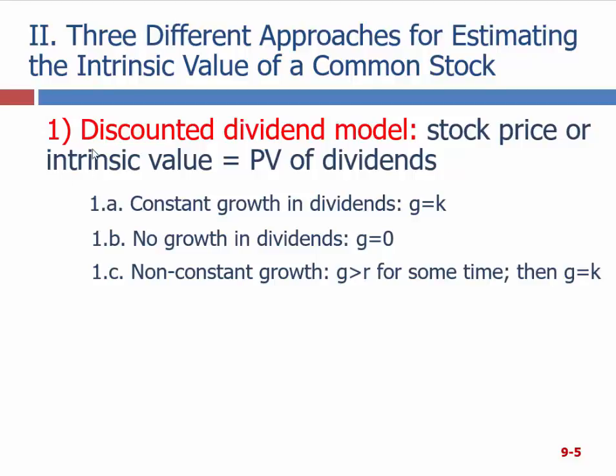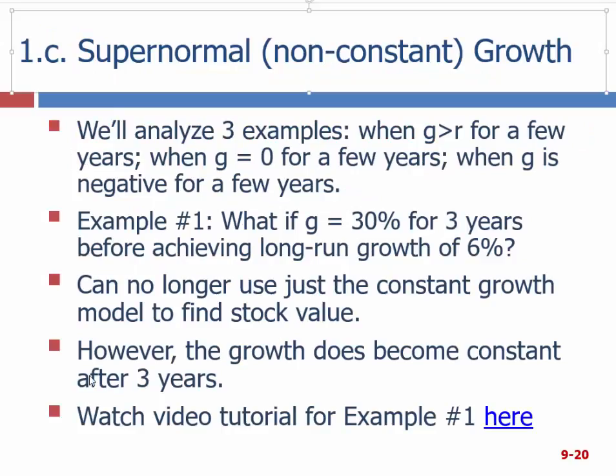Now we will see the last of the dividend discount models, the last possible scenario, and it is one in which there is some non-constant growth, meaning the rate of growth in dividends grows for some time at a higher rate than the discount rate, but then eventually it becomes a constant, and I call that the K. So for this supernormal or non-constant growth model, we will see three different examples.